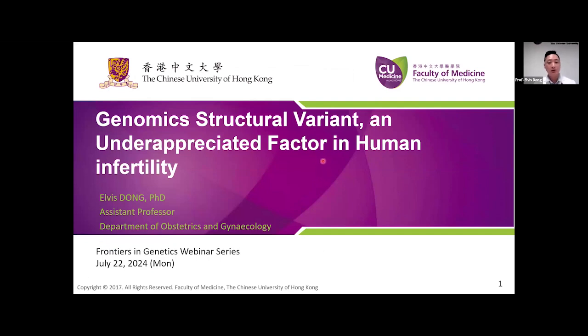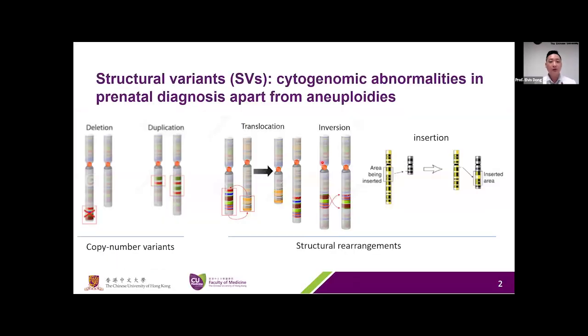So the sharing today will be entitled Genomic Structural Variants, an Underappreciated Factor in Human Infertility. First of all, I would like to introduce some concepts regarding structural variants. Structural variants are defined as genomic, or cytogenomic, changes detected in prenatal or other genetic diagnosis methods, apart from aneuploidy.